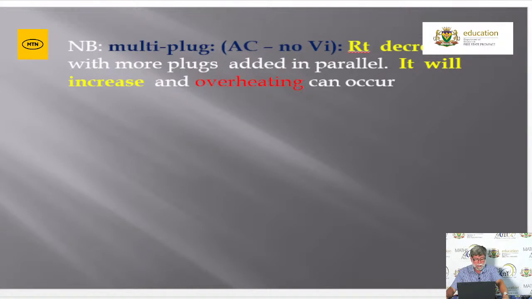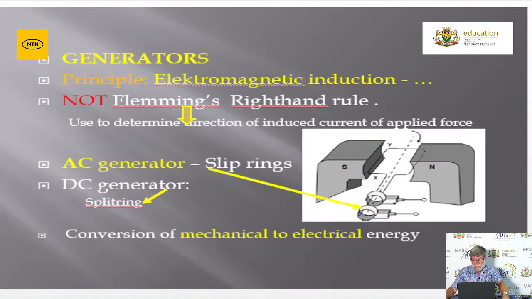Right, just quickly on generators, remember the principle is electromagnetic induction. The principle is not Fleming's right-hand rule. You use Fleming's right-hand rule to determine the direction of the induced current if the direction of the applied force is given to you. And remember, for an AC generator, the crucial part is slip rings. For a DC generator, it is split rings. So please distinguish between those two. And then mechanical energy to electrical energy, that is what Eskom is doing for us with their steam generators.